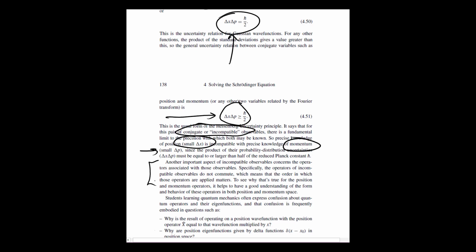And as it says in this paragraph, another important aspect of observables which are incompatible is that the operators associated with those observables do not commute. So the order in which those operators are applied makes a difference in the result. We're going to talk about that for the position and the momentum operators, and it's a good idea to understand what those operators look like both in position space and in momentum space. So that's what's up next.